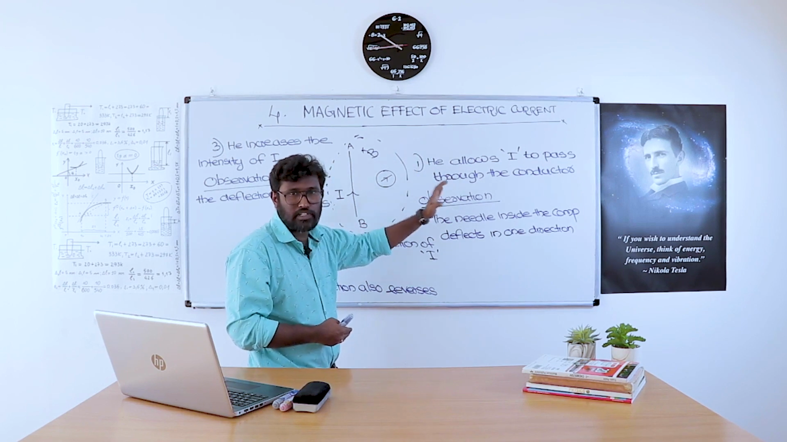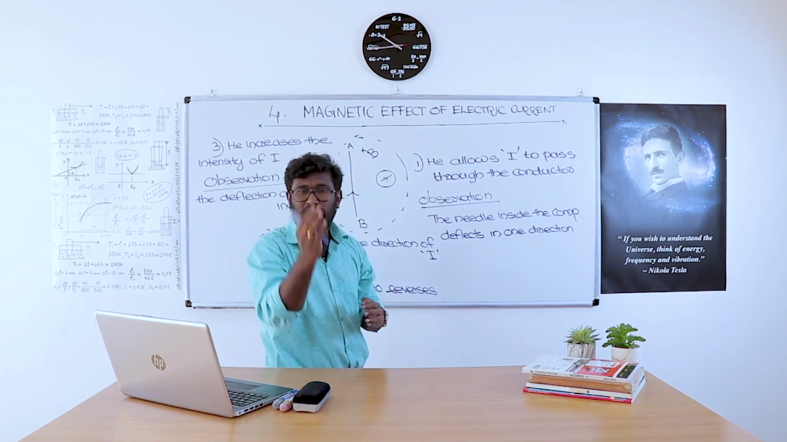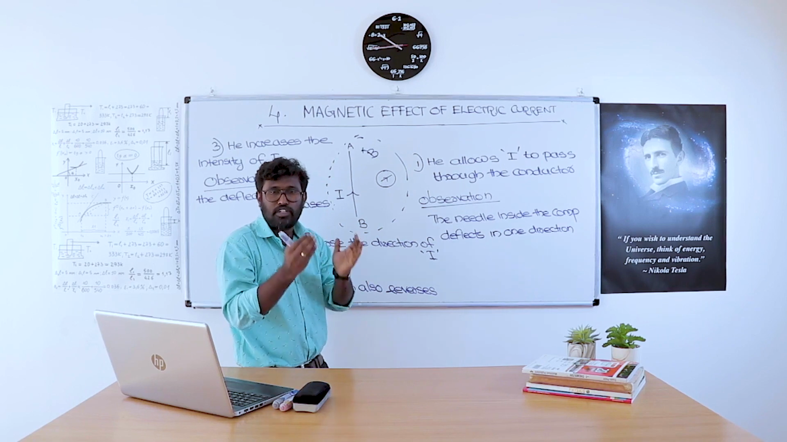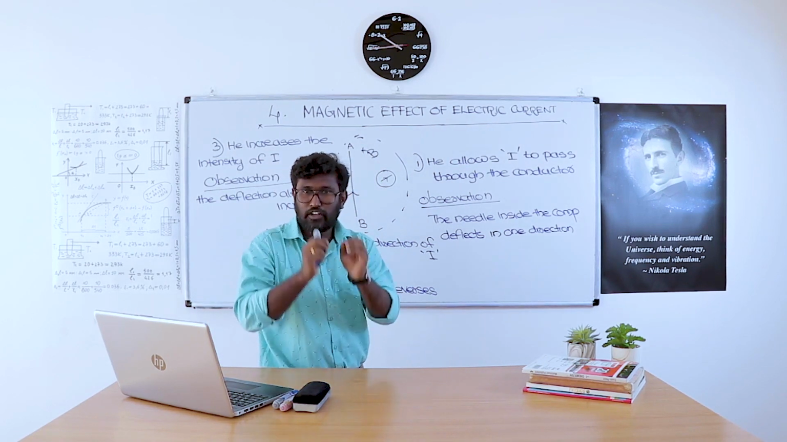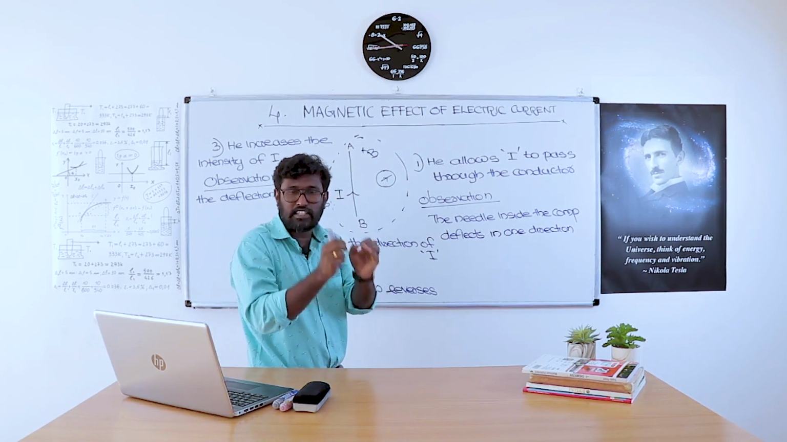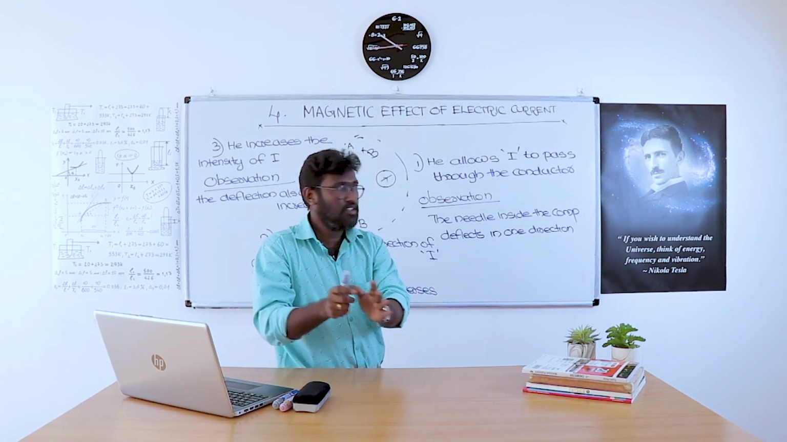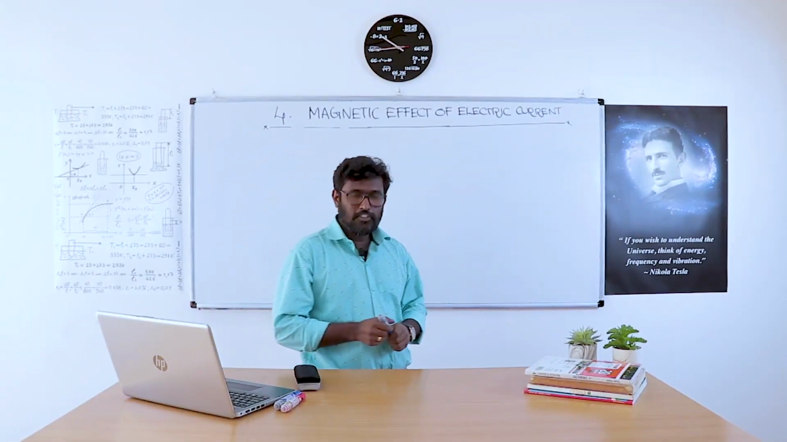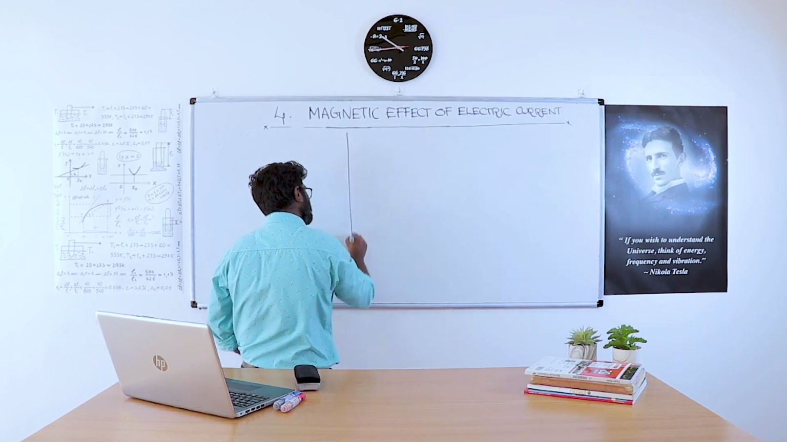So this is the conclusion: whenever a current is passing through a conductor, a magnetic effect, or otherwise we can say a magnetic field, is produced around the conductor, and that effect is called the magnetic effect of electric current. This is experimentally proved by the scientist Hans Christian Ørsted. That's all about the magnetic effect of electric current. Our next topic is magnetic field.